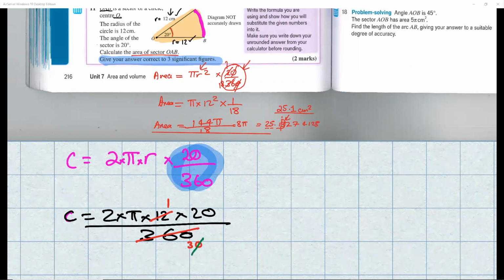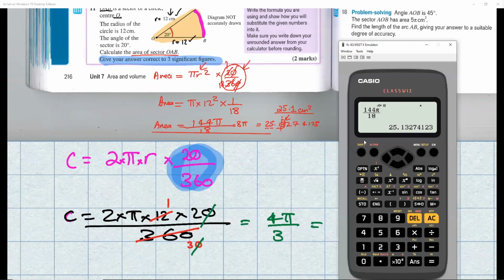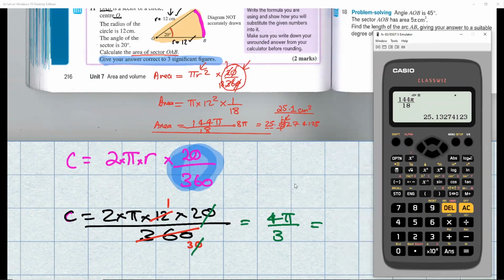Okay, so we can divide that by 10, divide that by 10. So we got left on the top, 2 times by 2 is 4 pi over 3. Okay, 4 pi over 3. Right, calculator time. Everybody get your calculators. Don't be sitting at home daydreaming. Get your calculator and press the buttons.